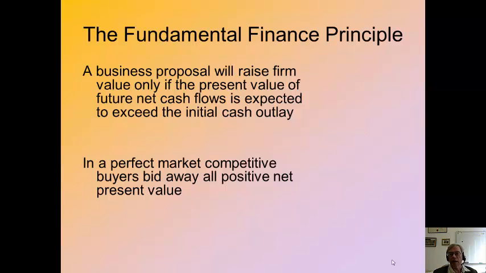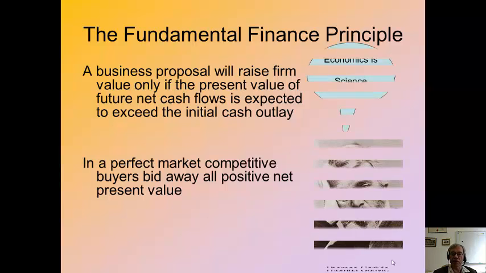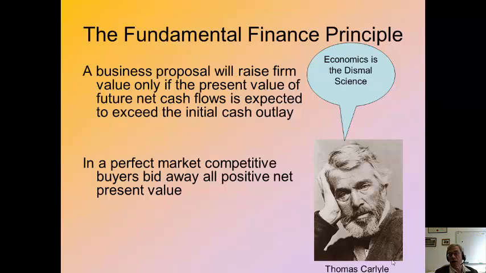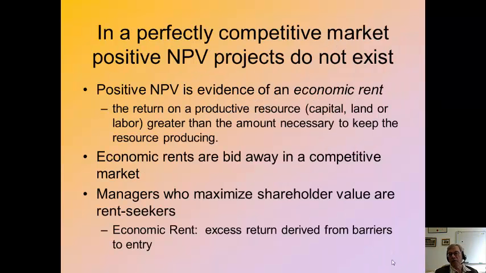In a perfect market, competitive buyers for business proposals will bid away all positive expected net present value. And this is perhaps the reason why Thomas Carlyle, a great thinker of the 19th century, dubbed economics the dismal science. So in a perfectly competitive market, positive NPV projects do not exist. So if you're an analyst and you see a positive NPV project, you've got to stop and ask yourself, what part of perfectly competitive economics is missing here that enables this project to be positive NPV?